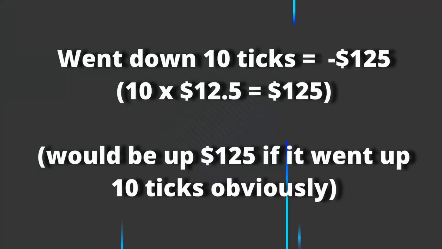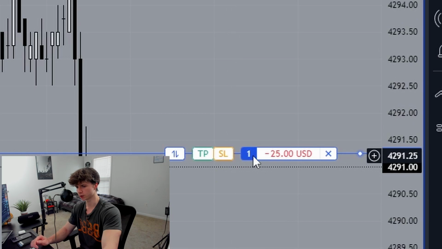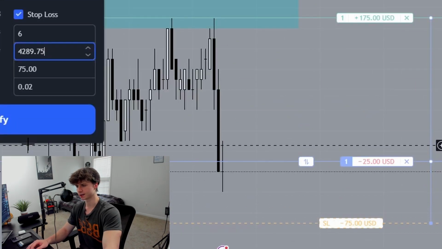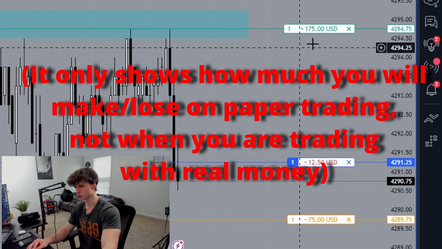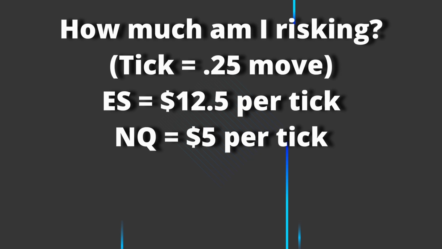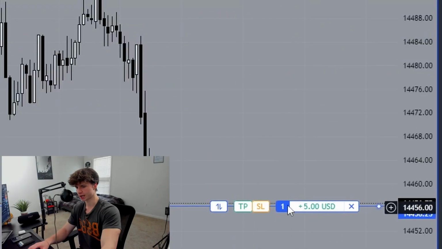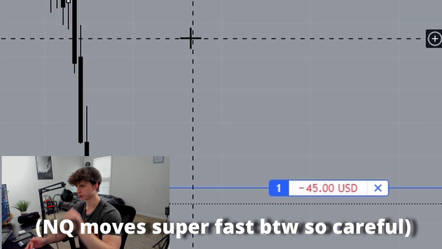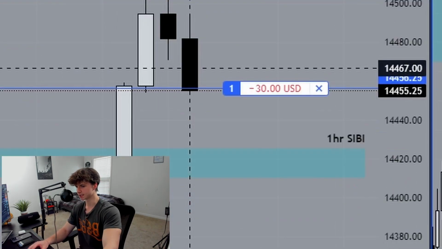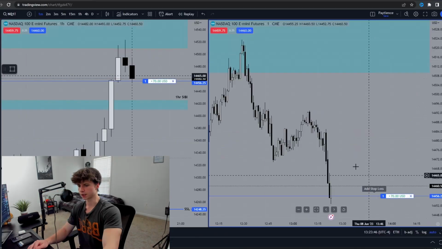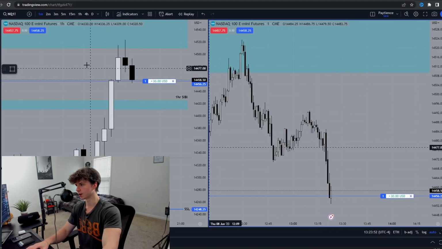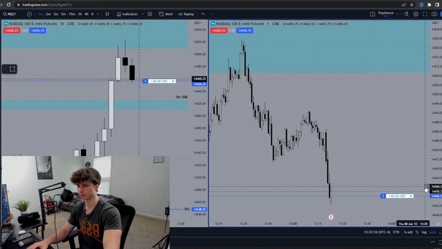Let's do that again super quick. Let's say I buy, and my take profit is up here and my stop loss is right here. So I'm risking 75 bucks to make 175 bucks. And for NQ, it's $5 per tick. You see how this moves super fast? Every tick, every 25 cents, is $5, either lost or gained. You can calculate how much you're risking and how much you're potentially profiting by simply calculating the amount of ticks.